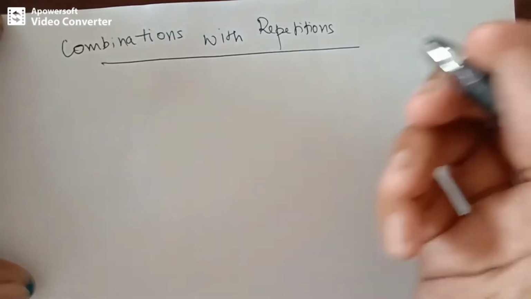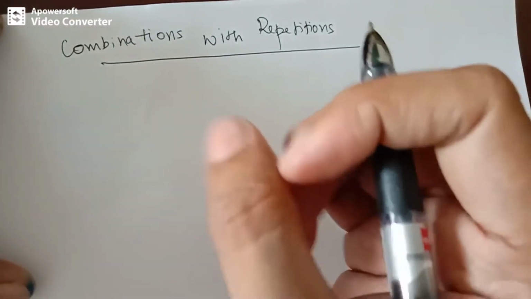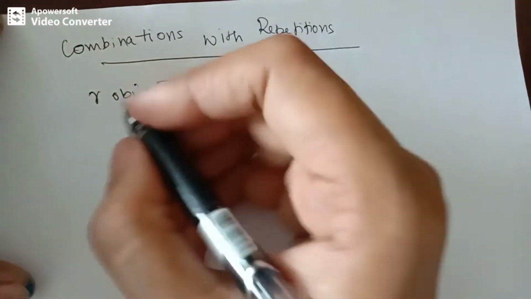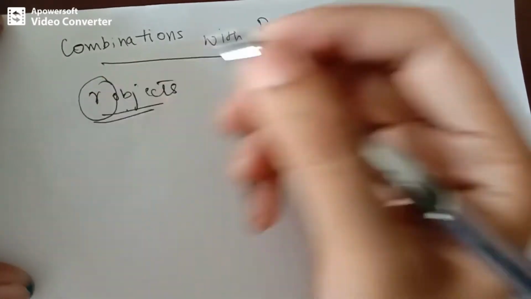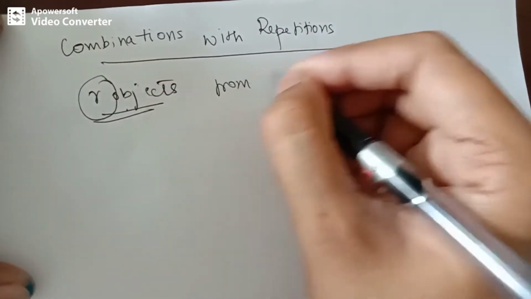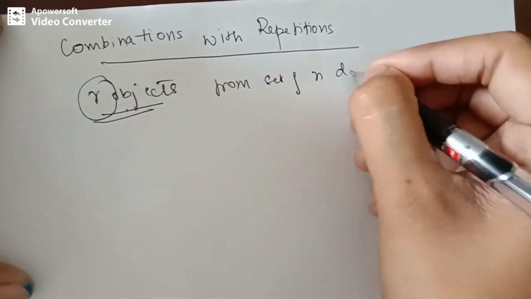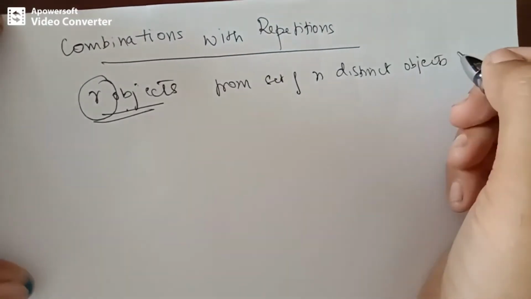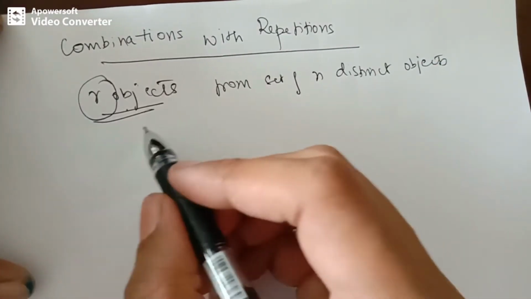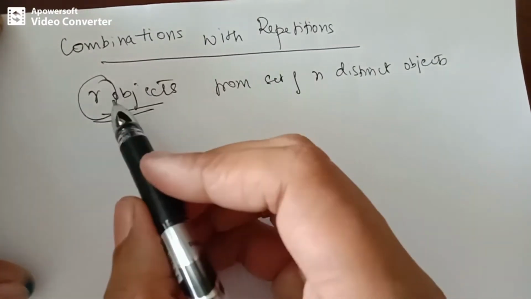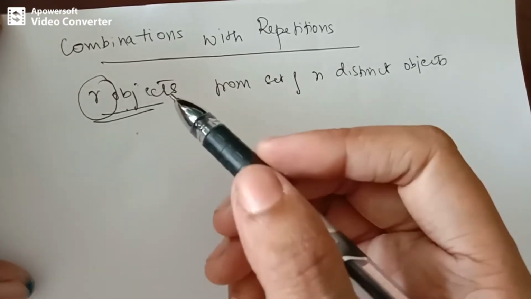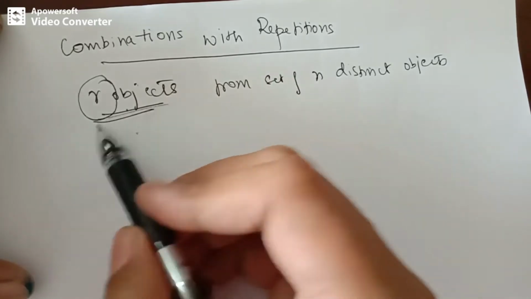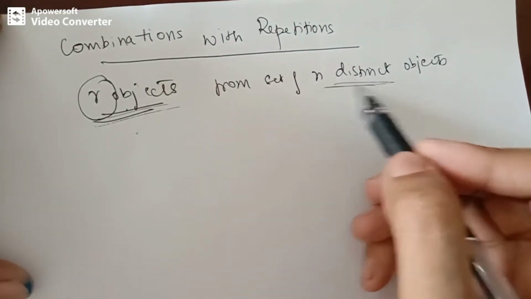Let's say we want to have a selection of R objects from the set of N distinct objects. Let's say we want to select with repetition. That means there may be several identical things, and we have to choose R objects out of N distinct objects.